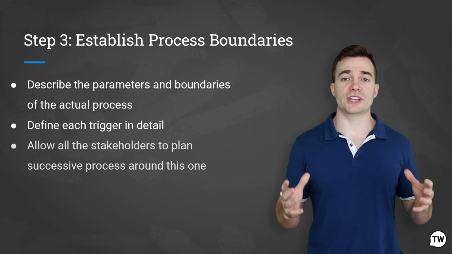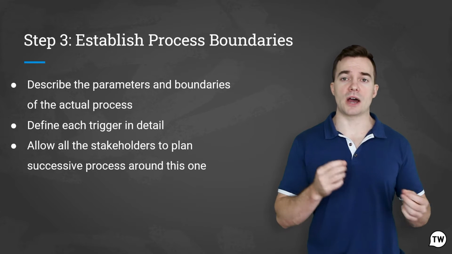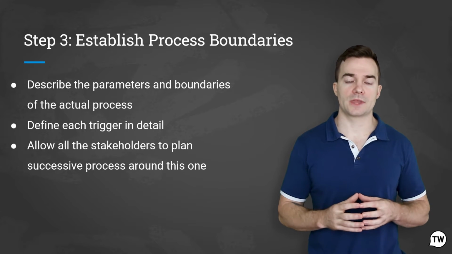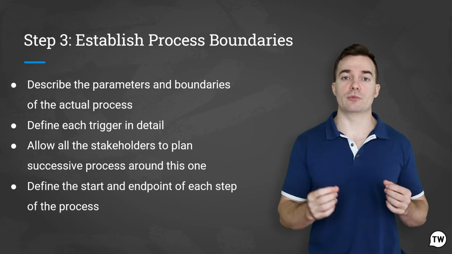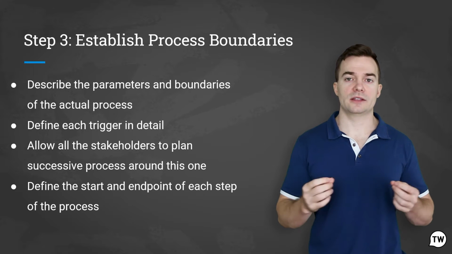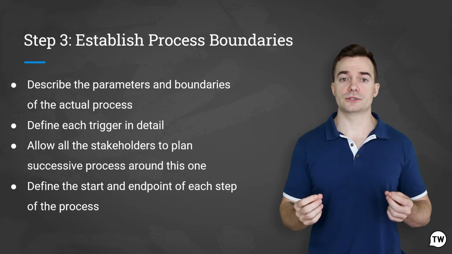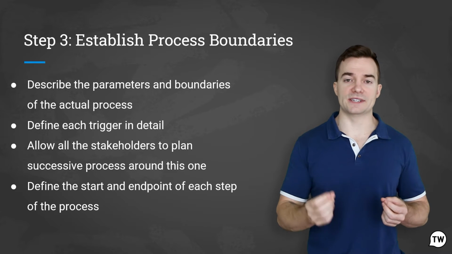This will allow all the stakeholders to plan successive processes around this one and gauge if the process can be streamlined via automation. Additionally, define the start and end point of each step of the process. This will allow the technical staff to see if the number of steps can be reduced to reach the final outcome that's already been decided.